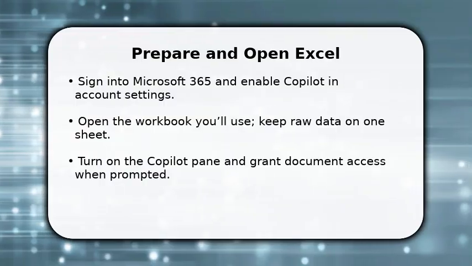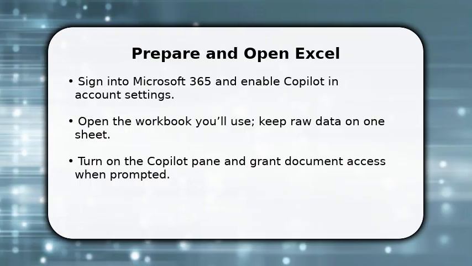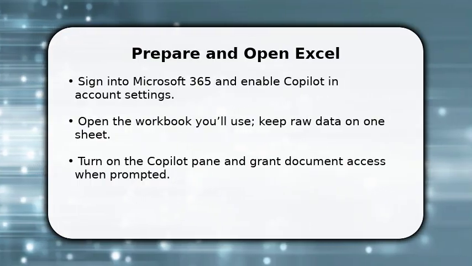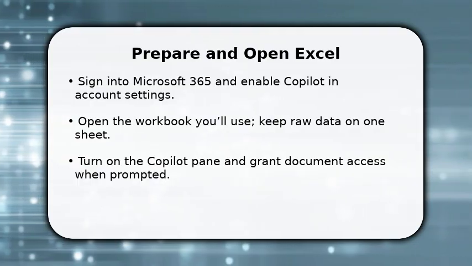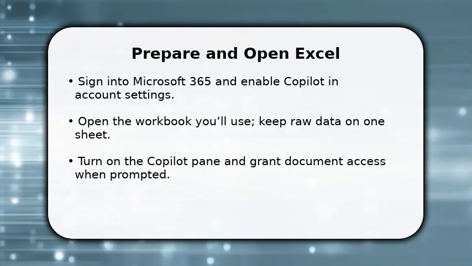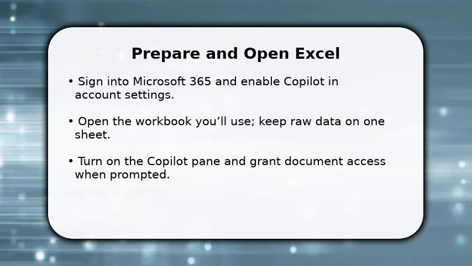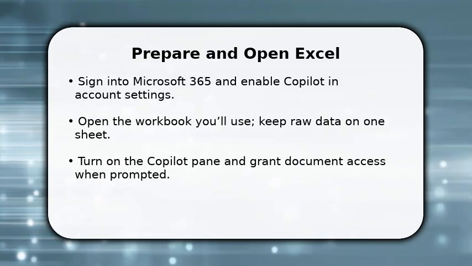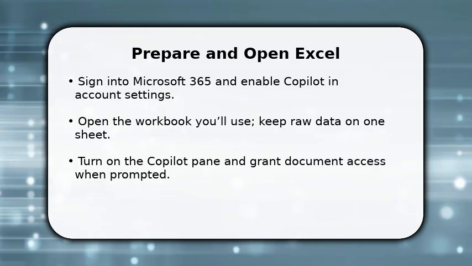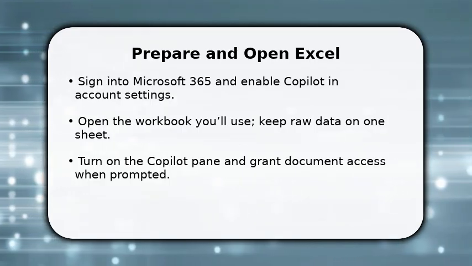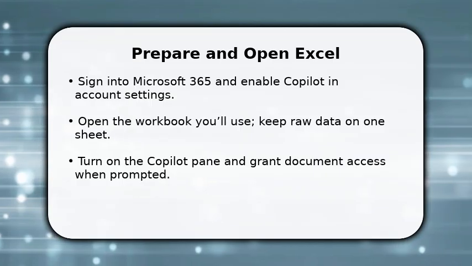You'll start by confirming access and choosing the workbook you'll transform. Once signed into Microsoft 365, make sure Copilot is enabled in your account. Open the file that contains raw data and keep that sheet unchanged as a source of truth. Then open the Copilot pane and allow it to access the document. This step lets Copilot read ranges so it can suggest formulas and summaries.